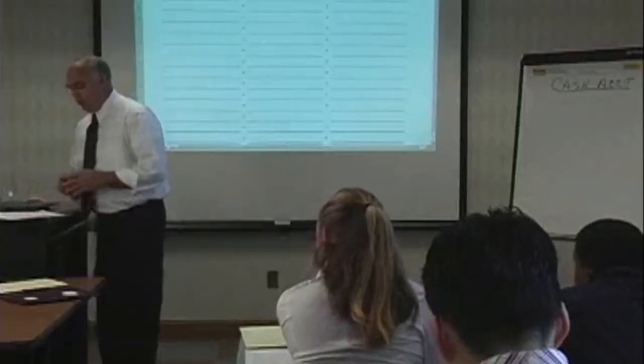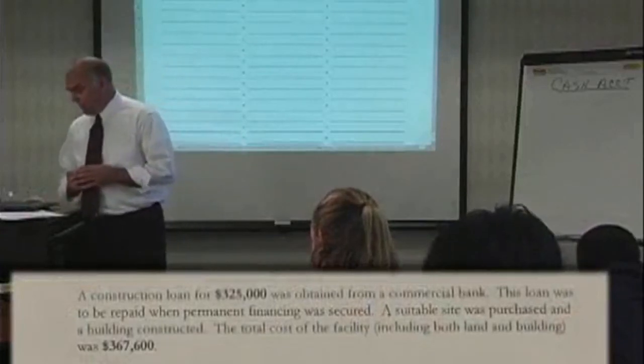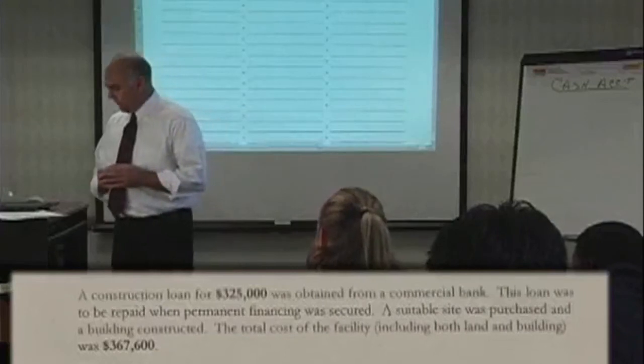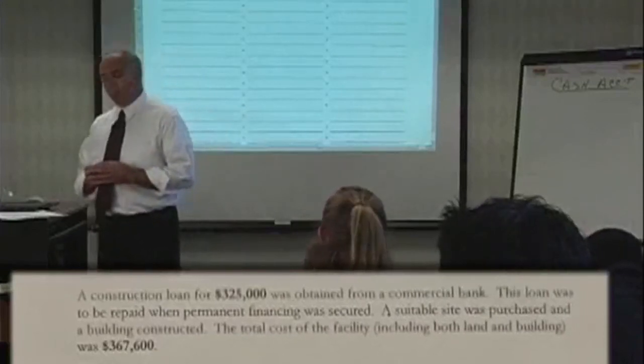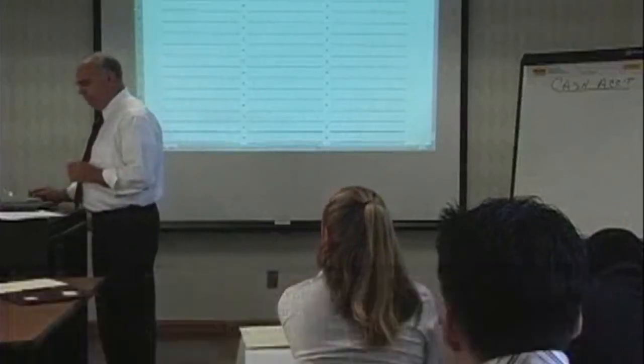We keep reading the opening chronology and we find that a construction loan for $325,000 was obtained from a commercial bank. This loan was to be repaid when permanent financing was secured. A suitable site was purchased and a building was constructed. So we have our second entry, a construction loan.